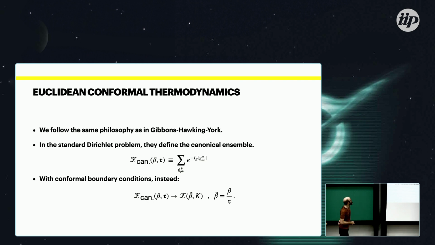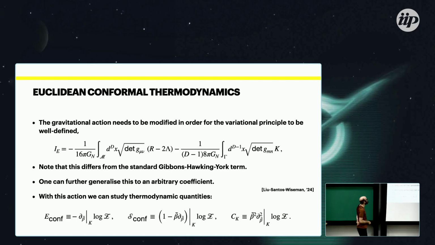Okay? And this game I can play for any value of the cosmological constant. Here I'm restricting myself to de Sitter just because I have only 20-something minutes left. But we can do that.